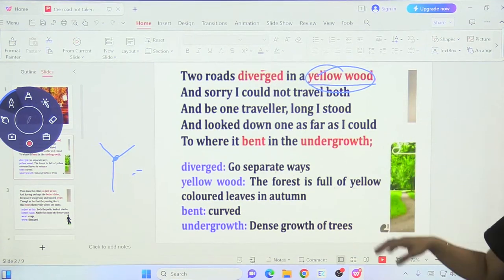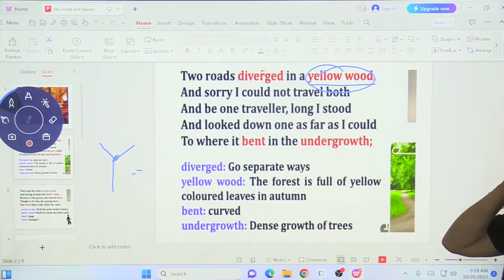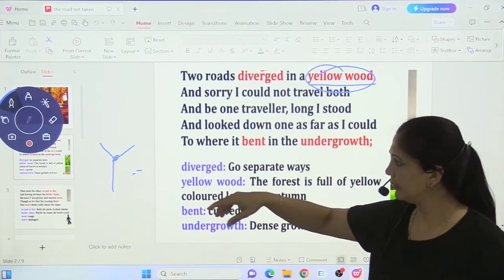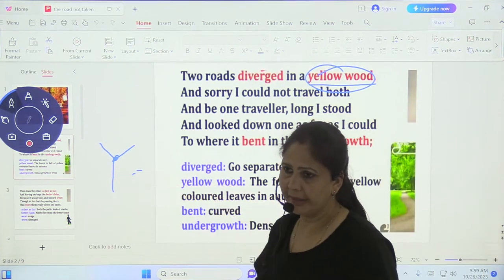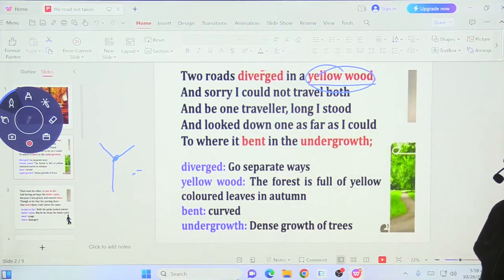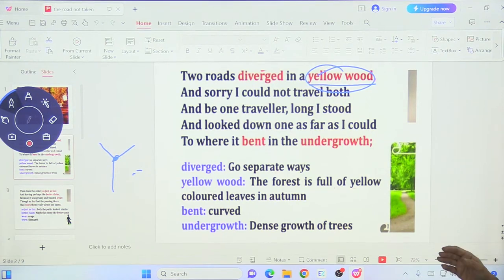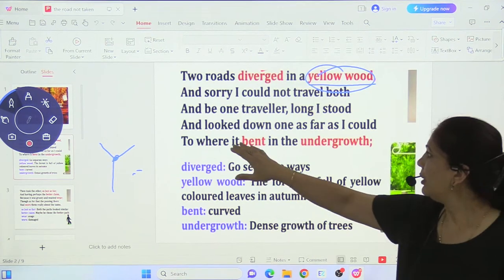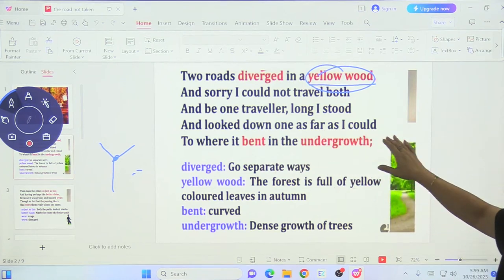And be one traveler, long I stood. Okay, where did he stop? At this point, from where the roads were diverging into two different directions. Okay, and why did he stop there? Because he was trying to make up his mind in which direction he should travel, on which road he should travel. And look down one as far as I could.